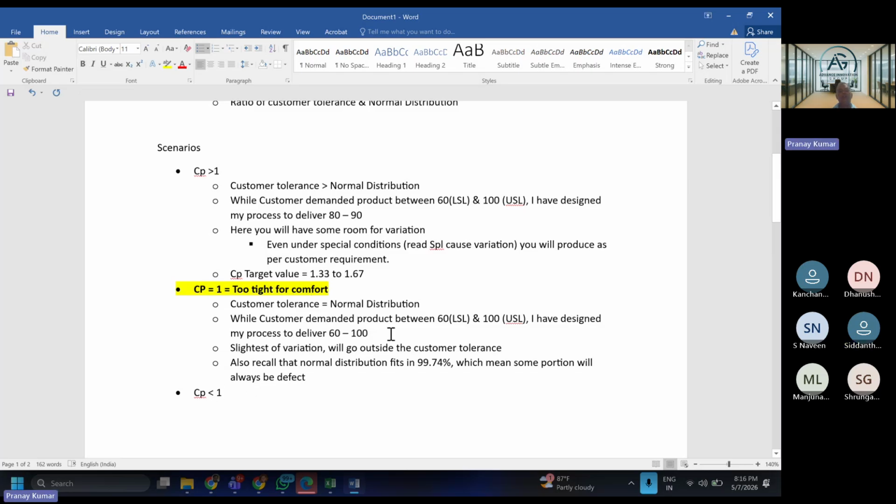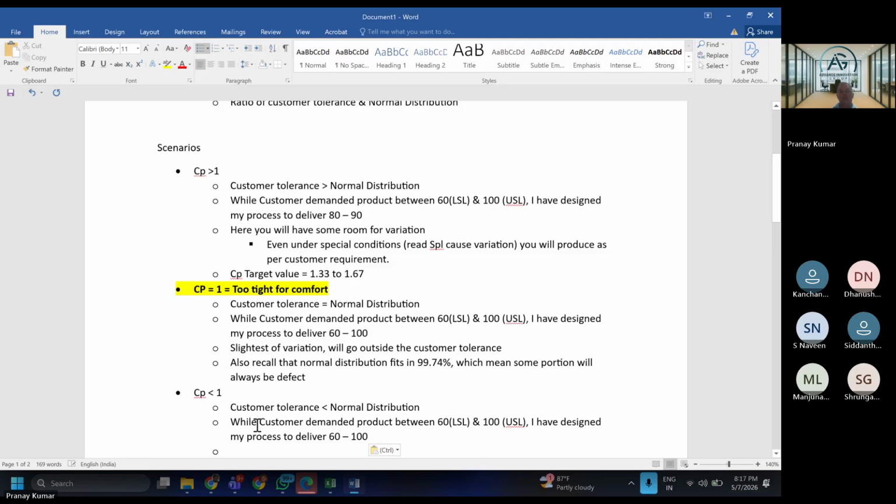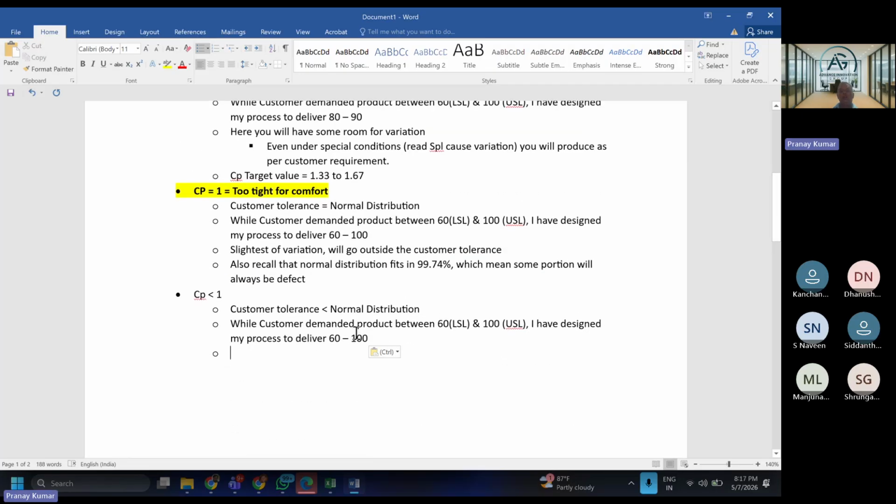While if CP is less than 1, this is only possible if customer tolerance is less than the normal distribution. Which means if we continue with the same example, if the customer is demanding between 60 to 100, you are actually doing, let's say, 40 to 120. So by design itself, you are incapable.